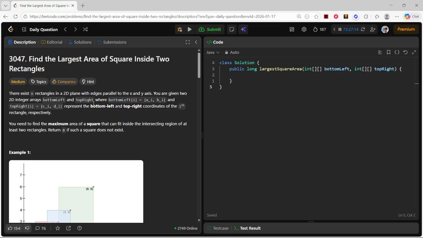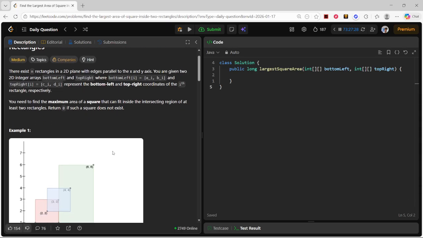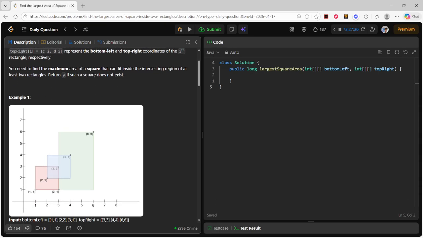Where bottom left i equal to ai, bi and top right i equal to ci, di represent the bottom left and top right coordinates of the ith rectangle respectively. You need to find the maximum area of a square that can fit inside the intersecting region of at least two rectangles. Return 0 if such a square does not exist.